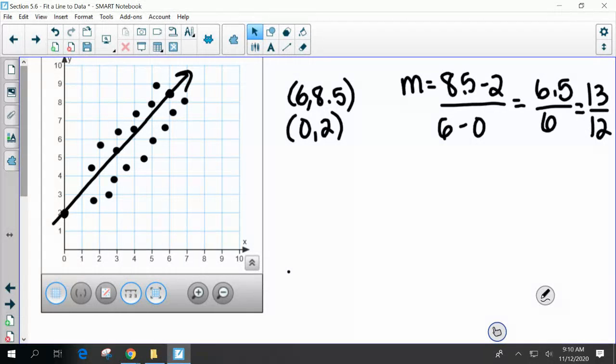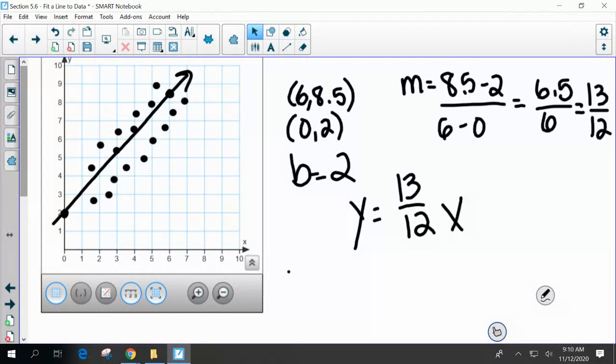What's my intercept, my y-intercept? Yeah, 2. Okay, so my b is 2. Then I just need to write my equation. y equals 13 over 12 x plus 2. And that would be my equation for my line of best fit.